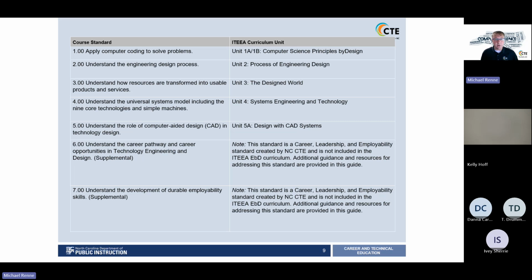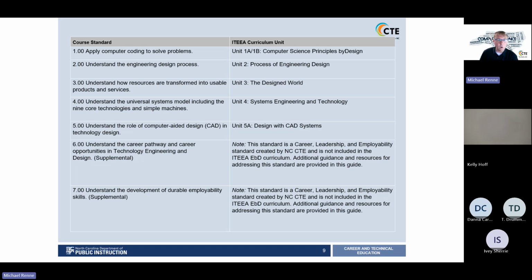So here are the standards in the ITEA curriculum unit crosswalk. So this is updated a little bit. There's some significant changes from this year. One of the big changes you'll notice is standards 6 and 7 are now supplemental. So again, if you're not aware, most CTE courses have what we call the career and leadership and employability skills to them. Because this course has a lot of meat to it, we have now made those supplemental, which means they're not tested. It'd be great if teachers can get to them, but we've moved them to supplemental because standards 1 through 5 are what the assessment is going to be on. So we've kind of shifted them around a little bit.